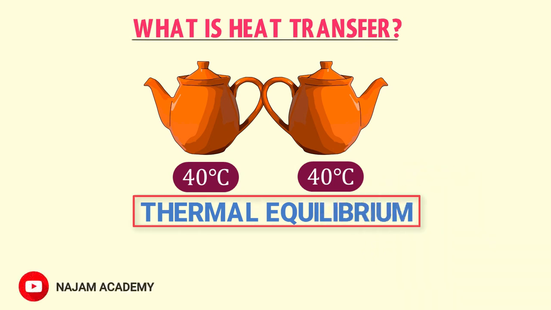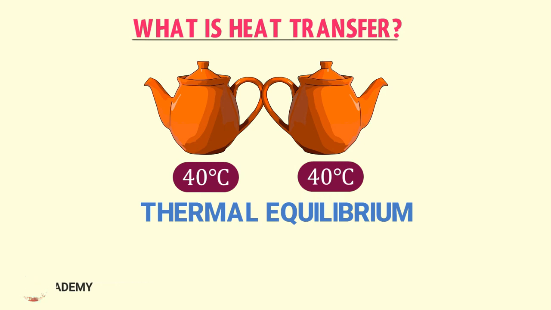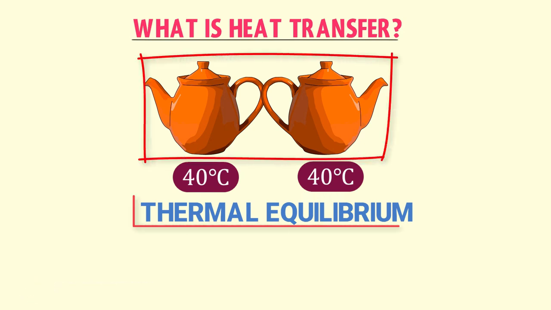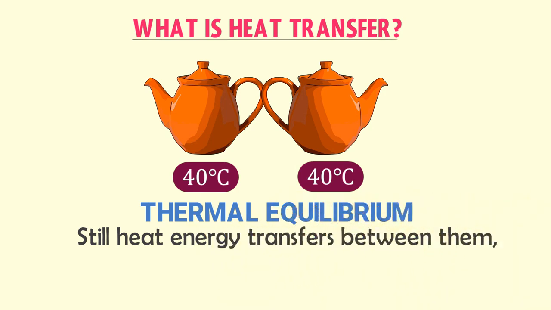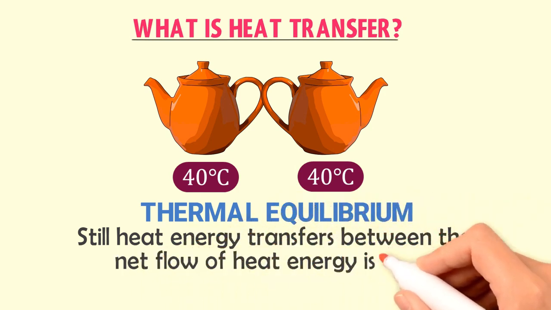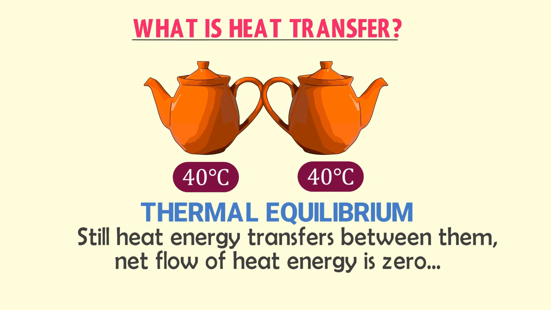Remember this important point which a lot of teachers skip and do not teach you. If two objects are in thermal equilibrium, it doesn't mean that heat energy doesn't transfer between them. Rather, if two objects are in thermal equilibrium, heat or thermal energy still transfers between them. But the net flow of heat energy is zero.